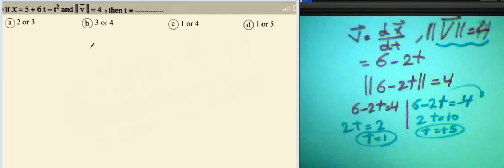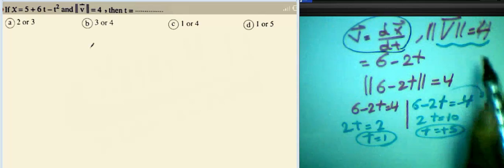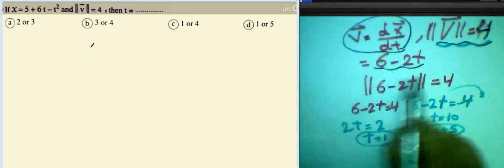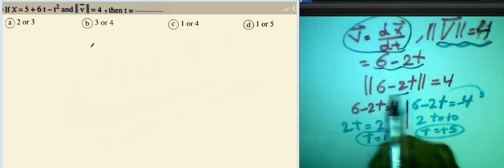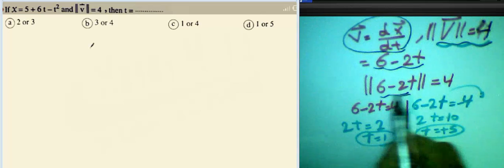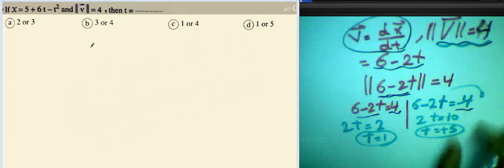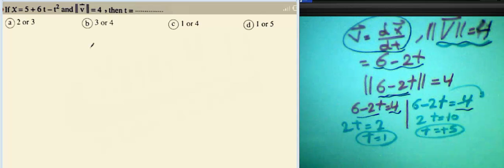Again, we know velocity means the derivative of displacement with respect to t. And he gives us the norm of velocity equals 4. We can find the absolute value of velocity equal to 4, meaning this expression will be equal to 4 or -4. When the expression equals 4, then the time here will be 1, or the time will be equal to 5 when the norm here will be -4. Okay, then the time will be 5 or 1. Choose letter D.